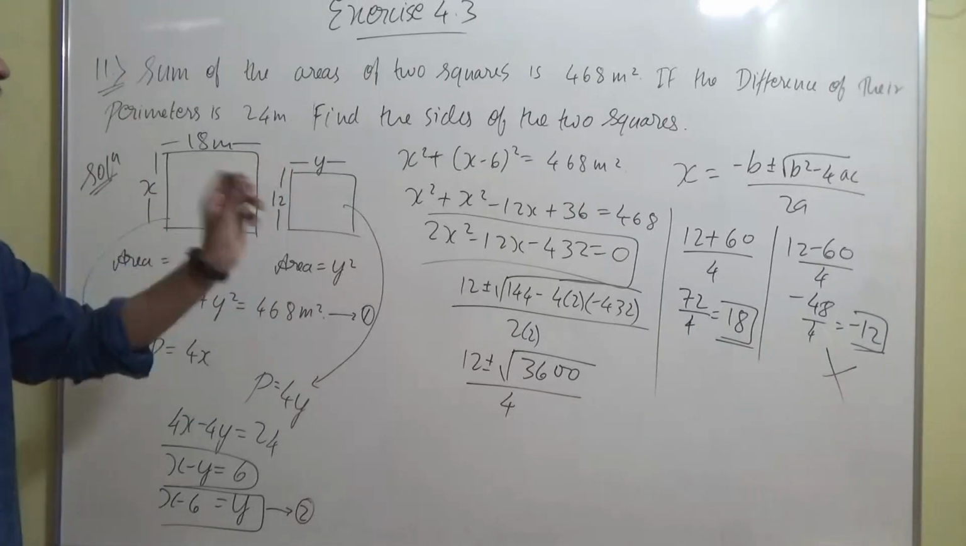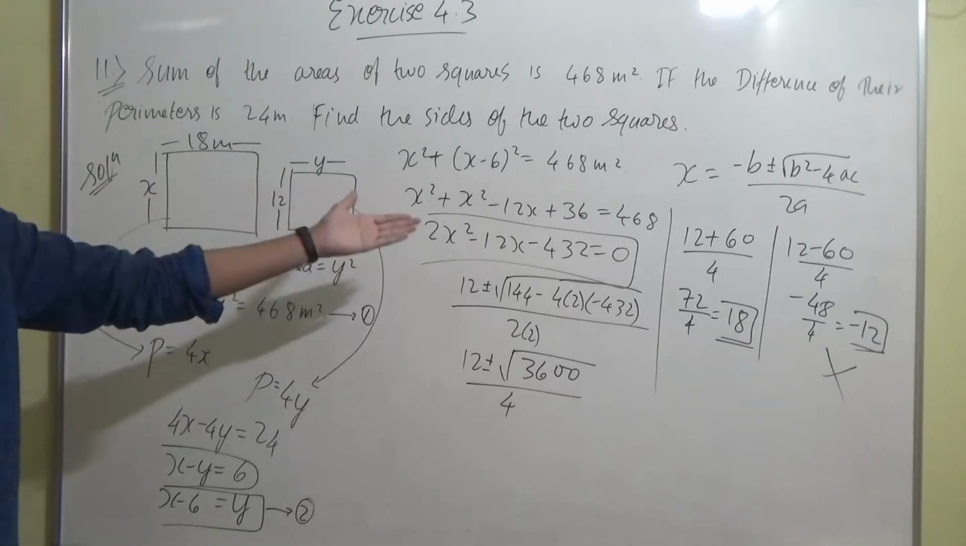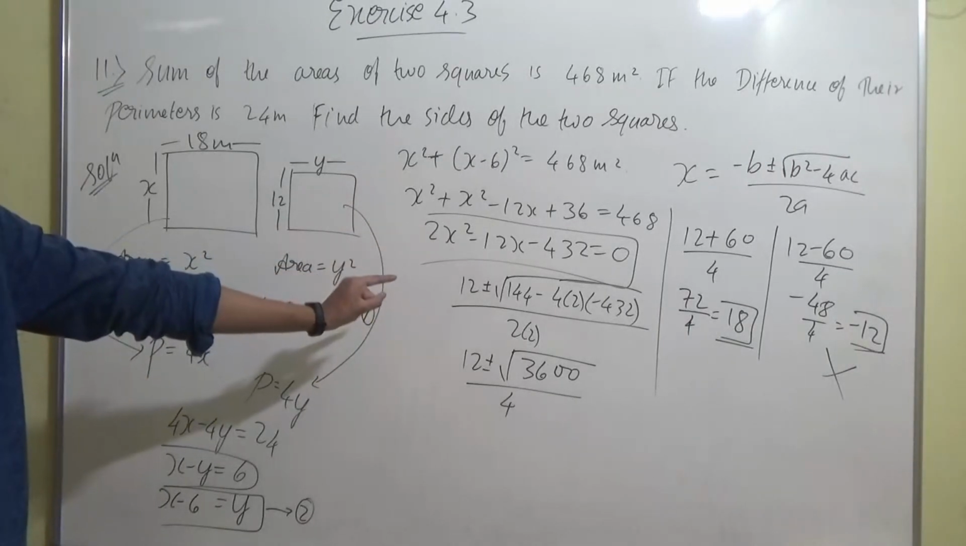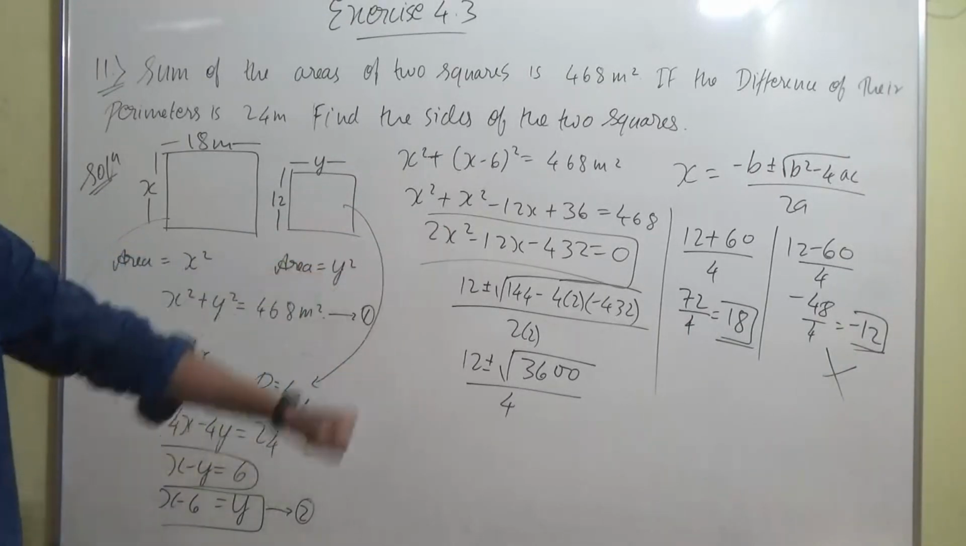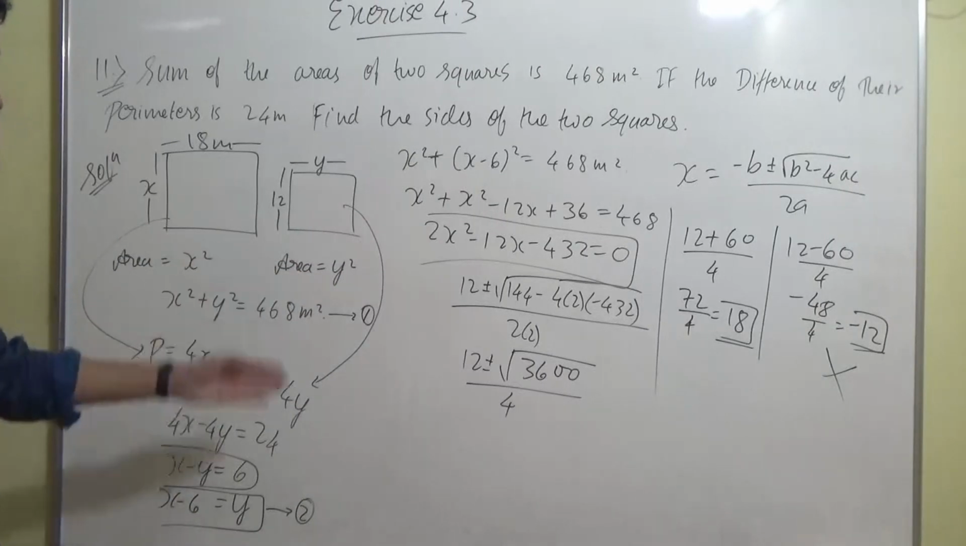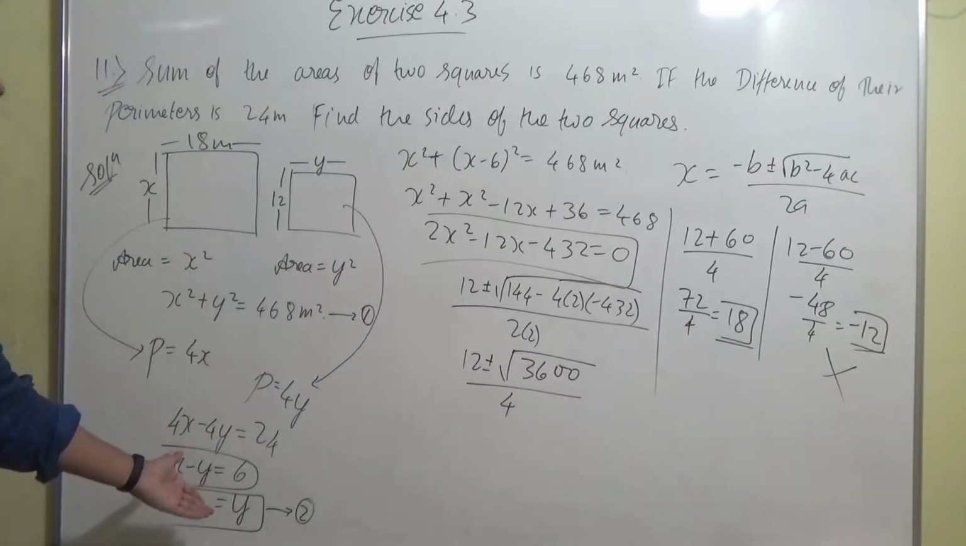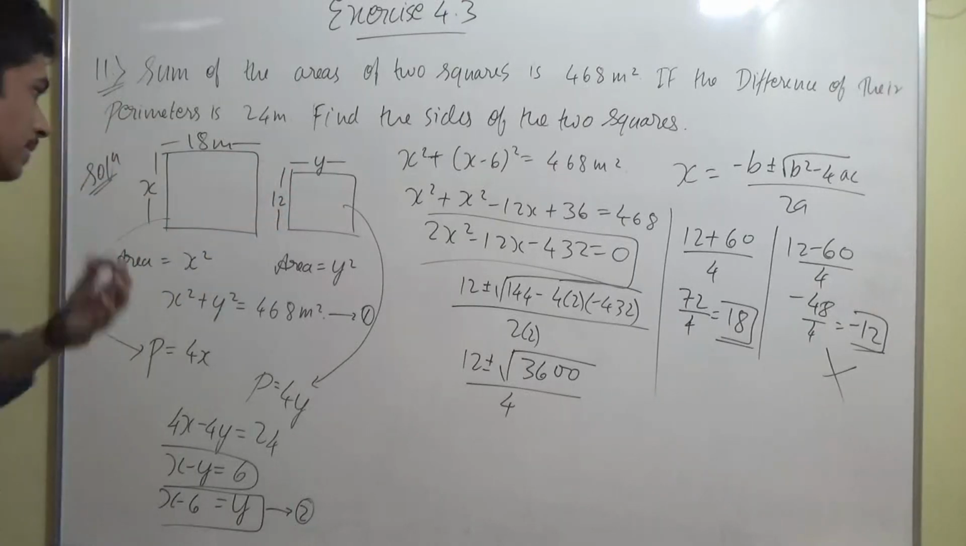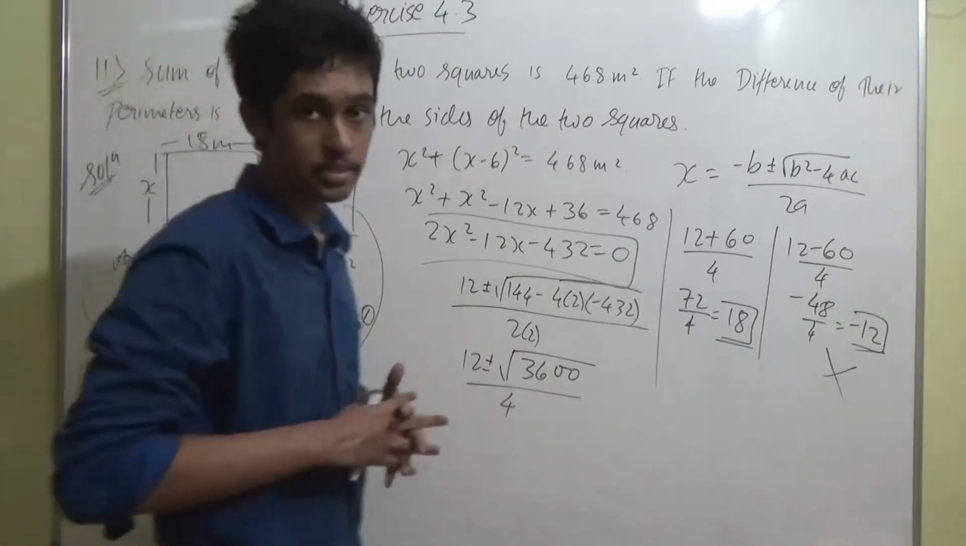That's when it is called a quadratic equation, right? We got a quadratic equation and then solved it using the quadratic formula, and we found the value of x to be equal to 18. We substituted back into equation 2, and then we got the value of y also, as 18 minus 6, that is 12, right? So that's it, guys, for this video.